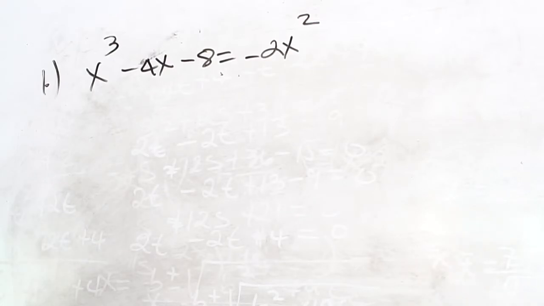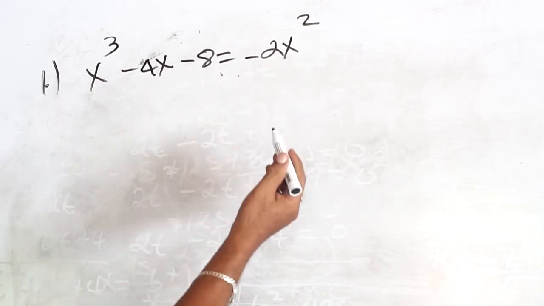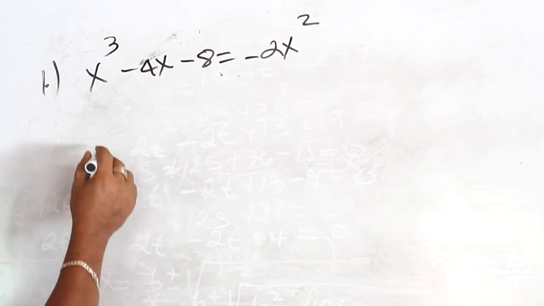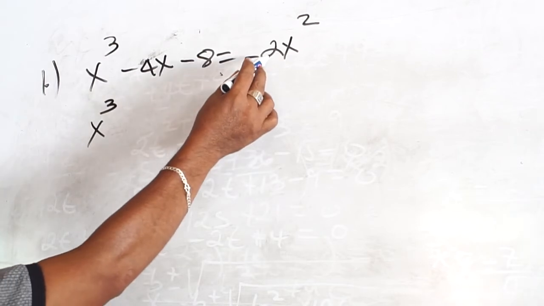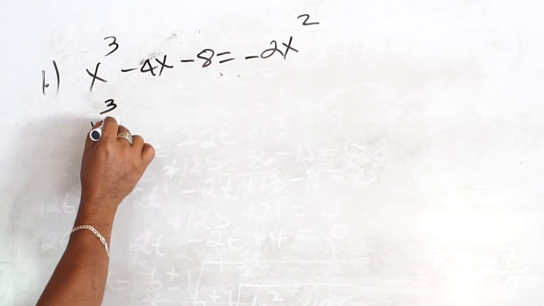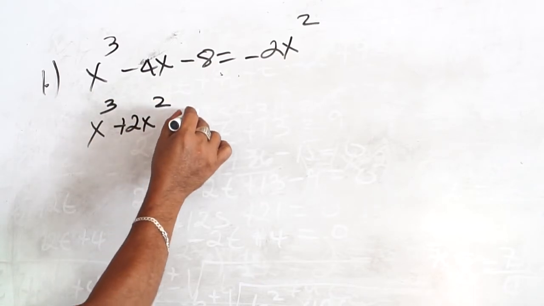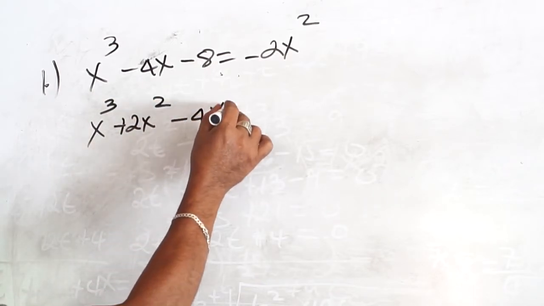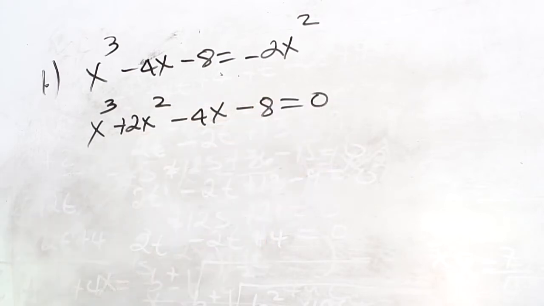number 1, we have x cubed minus 4x minus 8 equals negative 2x squared. This time you have to arrange in descending order. So we have x cubed, then negative 2x squared becomes positive 2x squared, then negative 4x, then negative 8, equals 0.